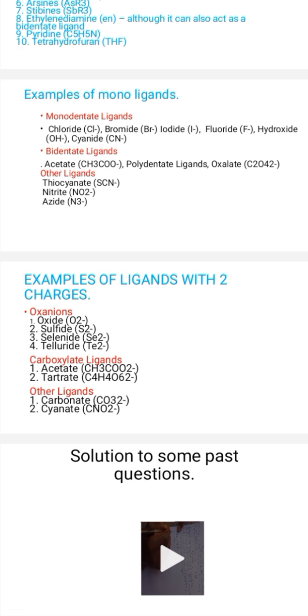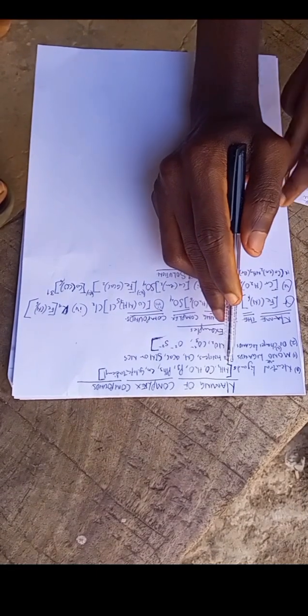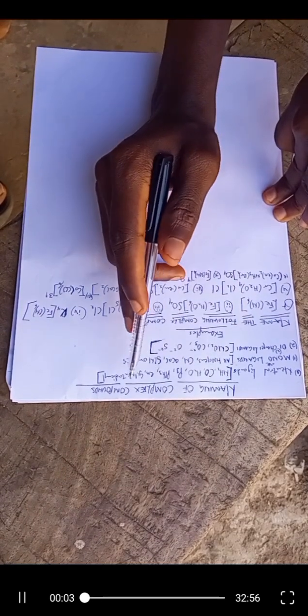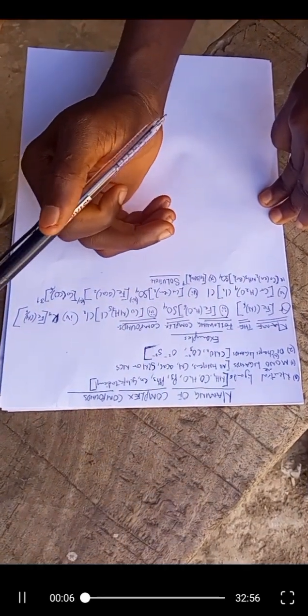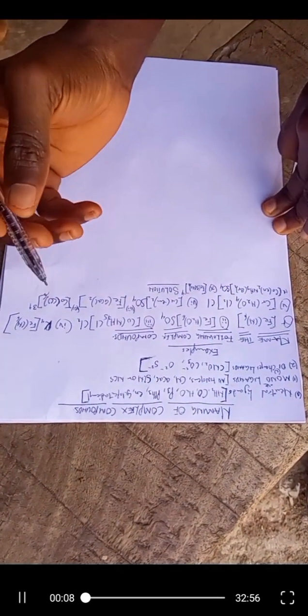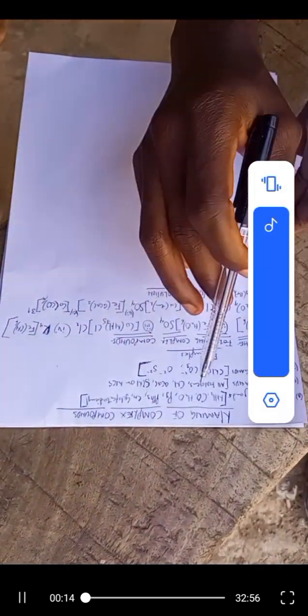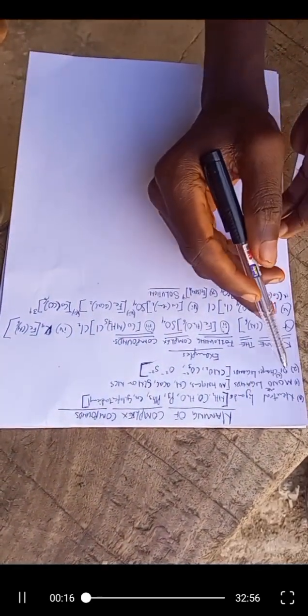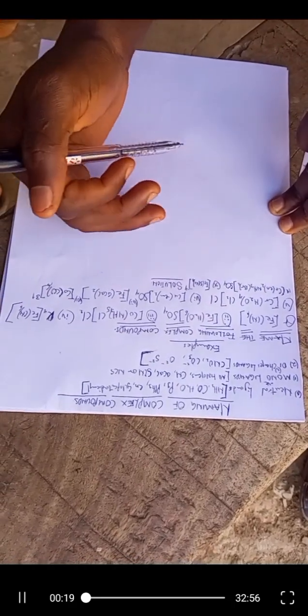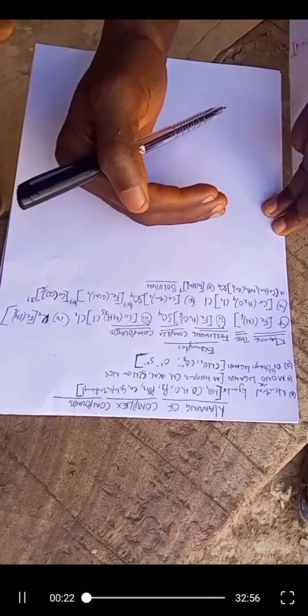Now let's look at this video to know how to name the complex compound. Today in this class, we're looking at naming of complex compounds, also called coordination chemistry. Now we have many rules that guide these complex compounds, but as we are naming the compounds, I'll be explaining those rules one after the other.